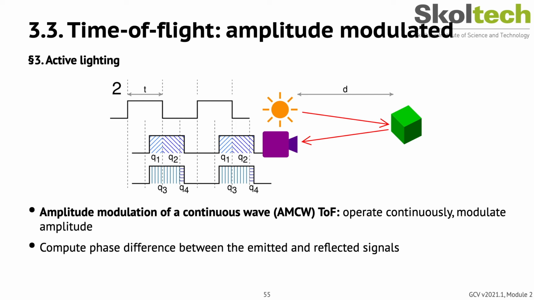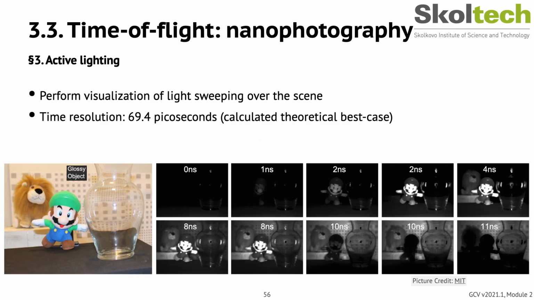Both the time of flight and AM imaging radar systems can scan a scene by using mirrors to sweep the laser beam. With current technologies such as nanophotography, we can in practice visualize light sweeping over the scene. In this setup, the theoretical best-case time resolution is calculated at 69.4 picoseconds from the hardware specs.